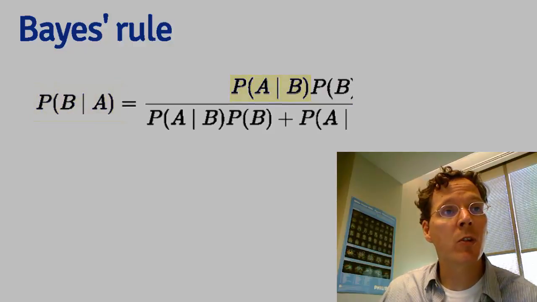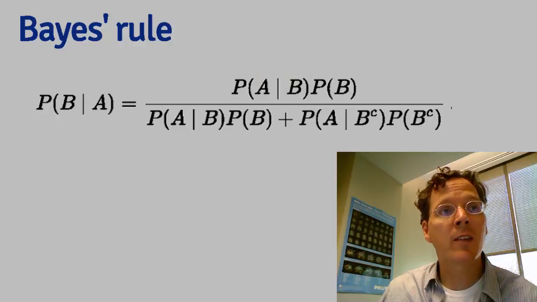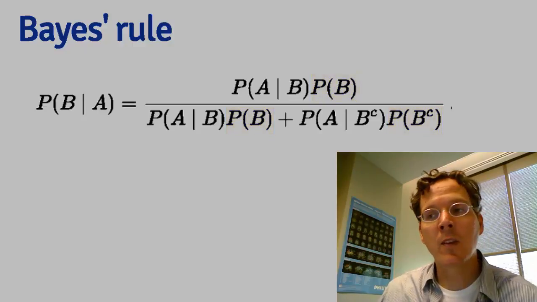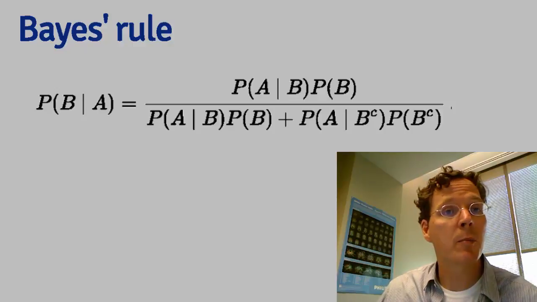Well, Bayes' rule says you can do that. You can relate B given A to A given B, but you need some other information. You need the probability of B marginalized over A. And this is quite useful in the sense of diagnostic tests, and we'll go over some examples here in a minute.